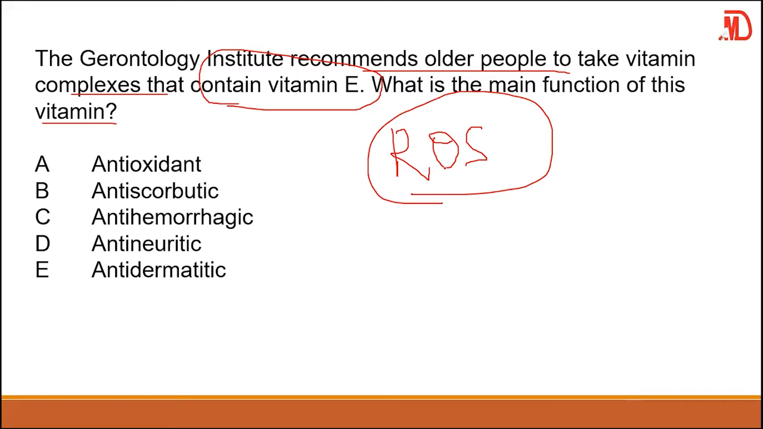So vitamin E prevents that, and as you age, almost every cell in your body begins to age and get weak. So we don't want to cause problems. So basically, we will be looking at an antioxidant. Vitamin E basically deals with antioxidants. So here, we are looking at E as our answer.